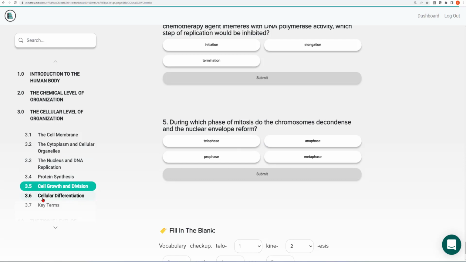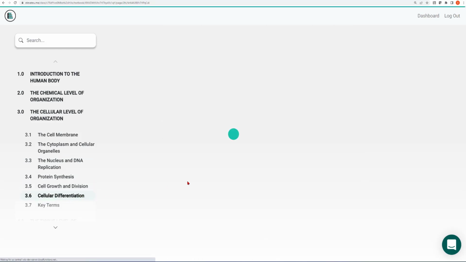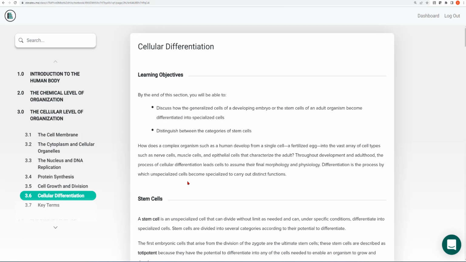So I am going to now go to 3.6, and then I'll jump to the PowerPoint slides for a few minutes.